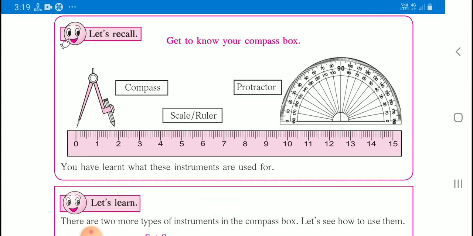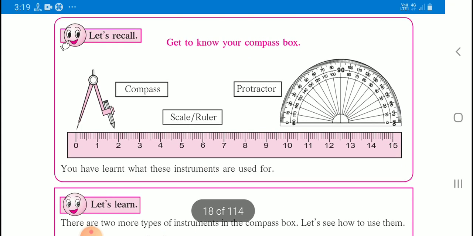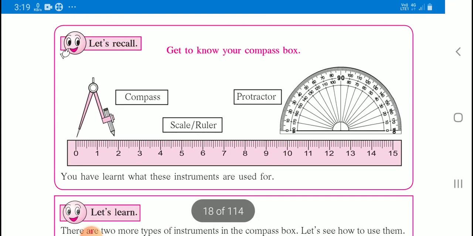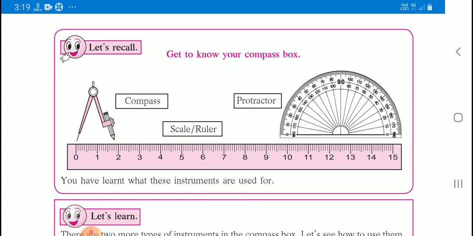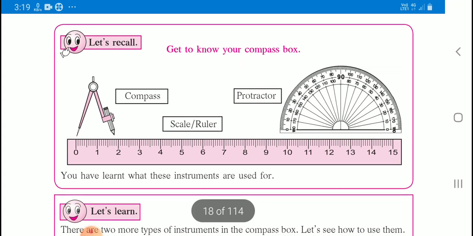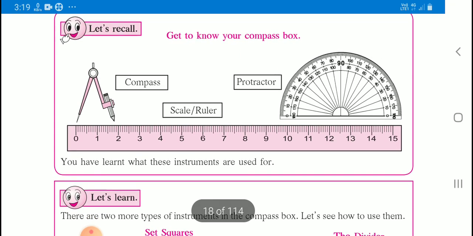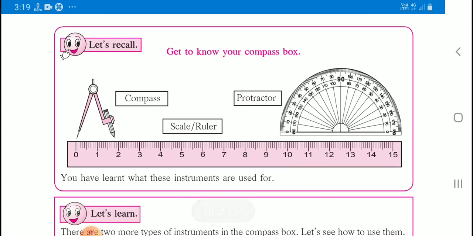scale or ruler. You can see this scale or ruler in the picture. Here on this scale or ruler you can see the numbers. In between 0 to 1 there are 10 lines, 1 to 2 10 lines, 2 to 3 10 lines are there. So here 0 to 1 distance is 1 centimeter and 1 to 2 is also 1 centimeter, 2 to 3 is also 1 centimeter. Means here they showed 15 centimeter scale.